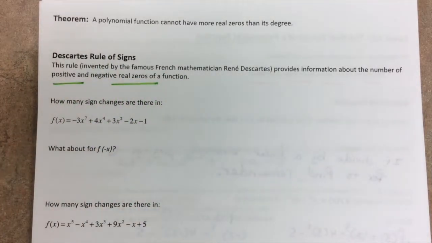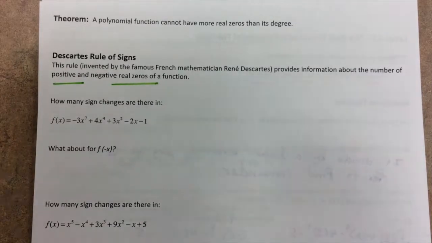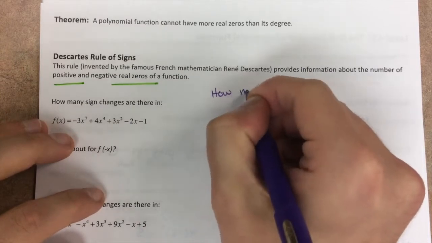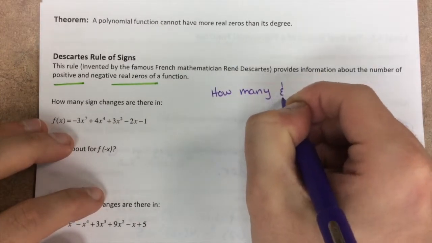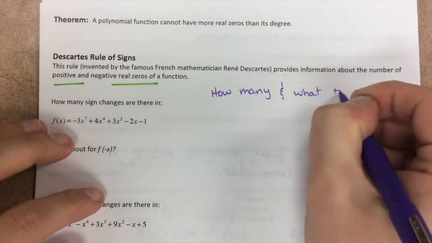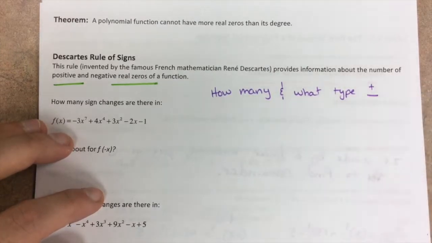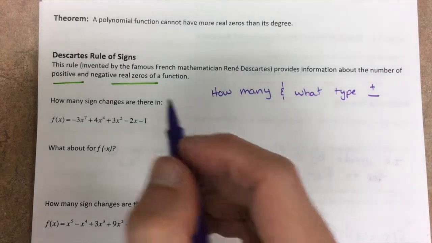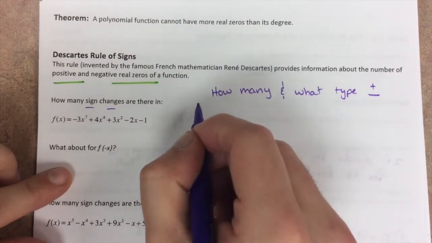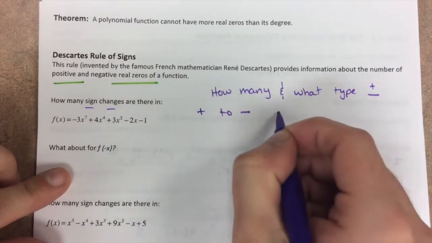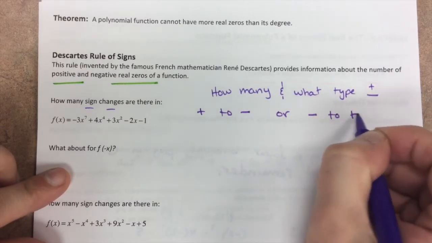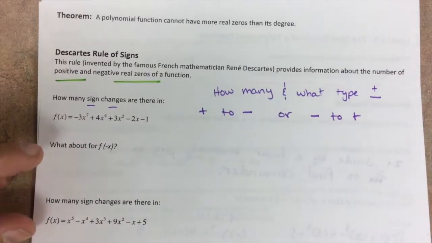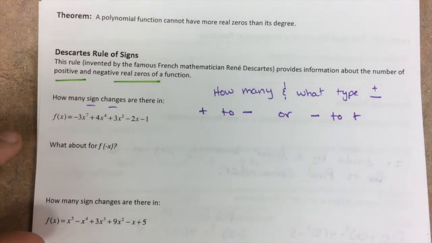So positive and negative real zeros. This is another way of figuring out how many of these we have, and what type. The two types are either positive or negative. So this is what we do. We look at the number of sign changes. What we mean by sign changes is where it goes plus to minus or minus to plus. When the sign changes, we call that a sign change.